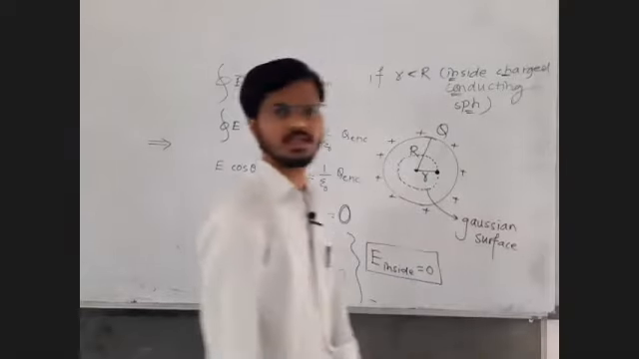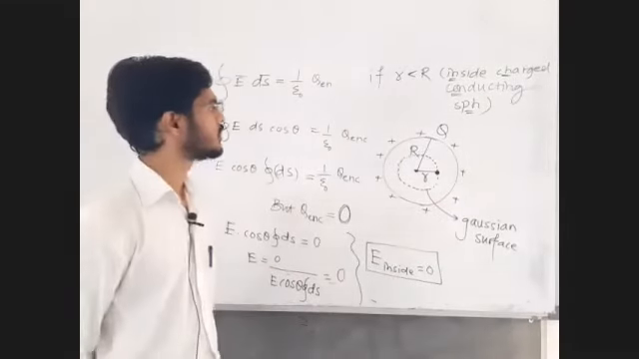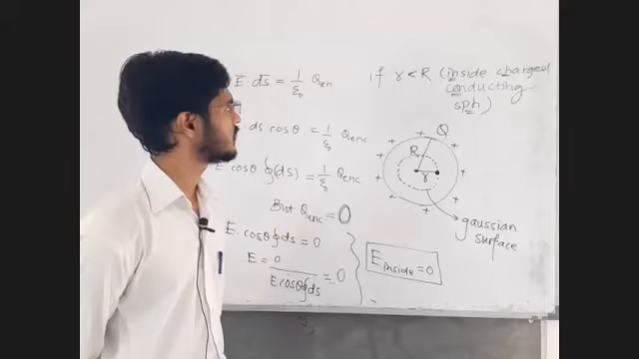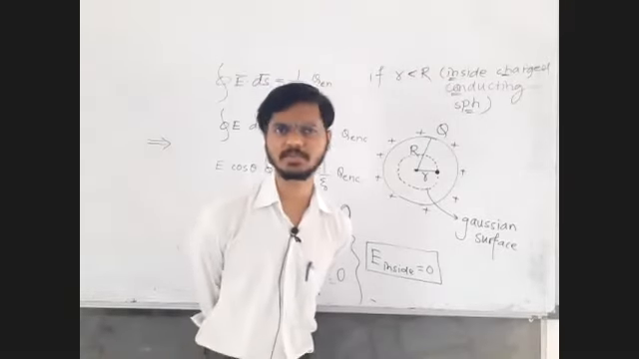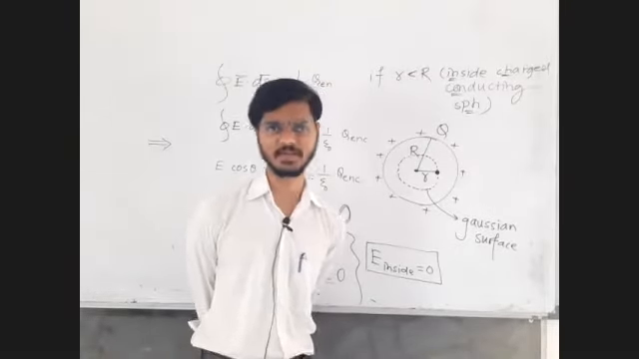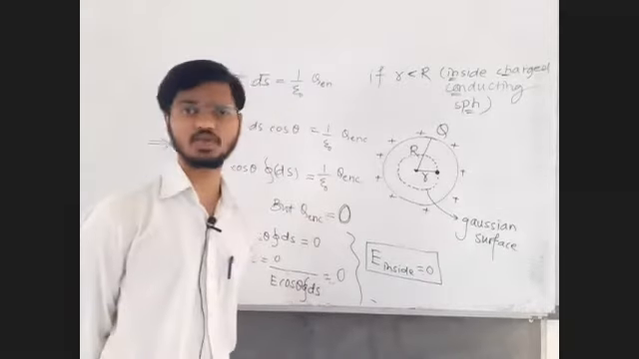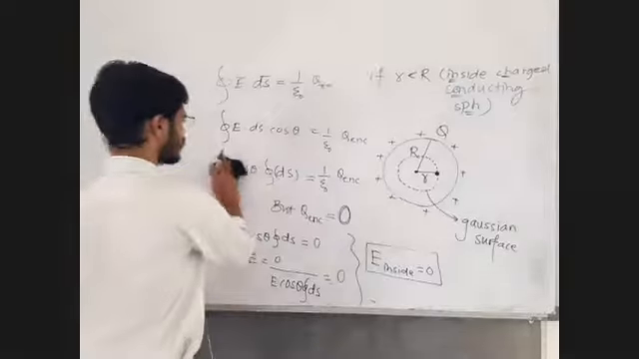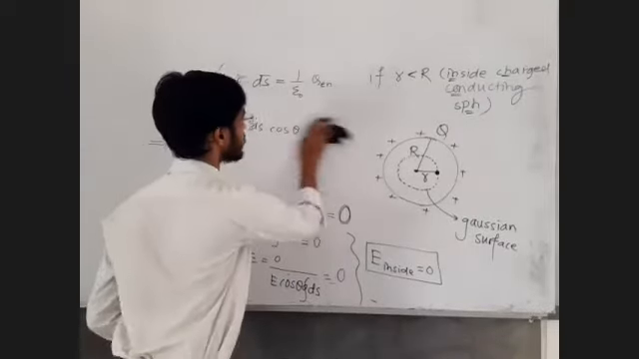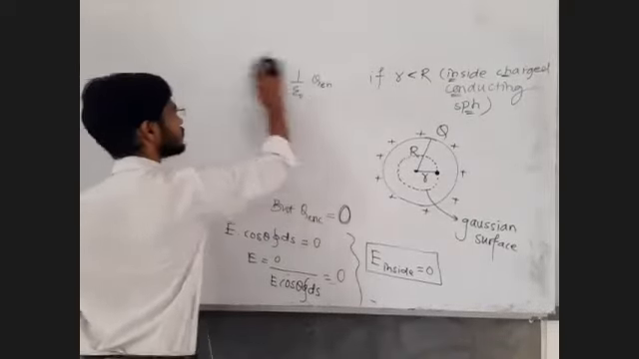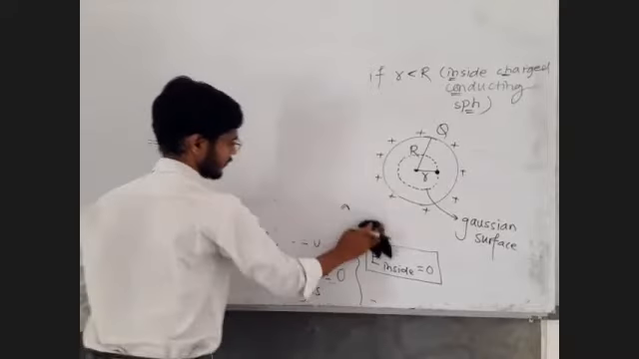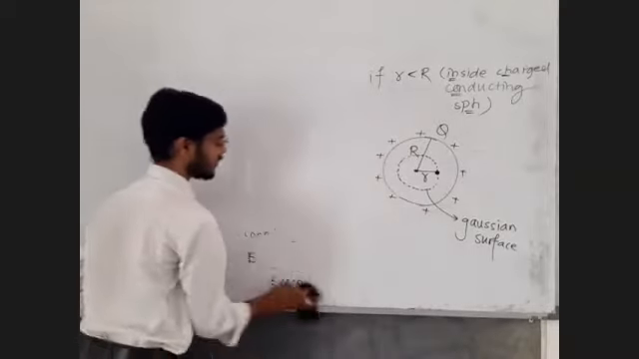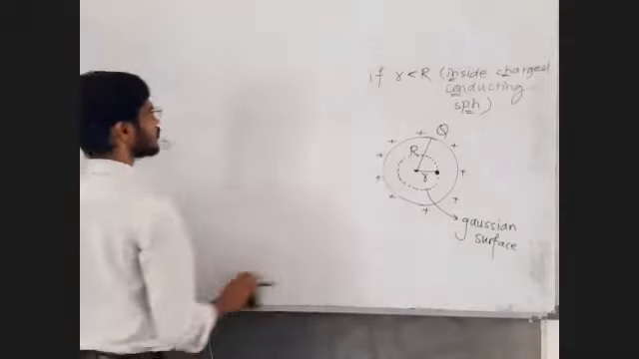Fine. Sir, generally, if the charge is distributed on the surface, and if it is a uniform charge distribution, then generally people will not give you charge. They will give you charge per unit area. Okay, sir, fine. They will give us charge per unit area. In that case, what to do? Fine, write down.